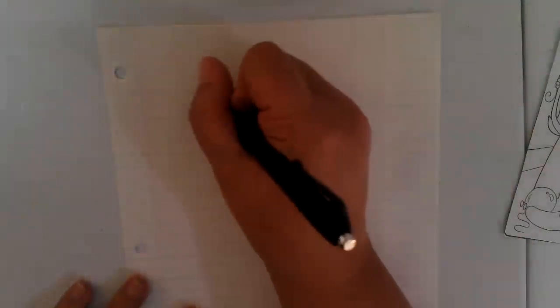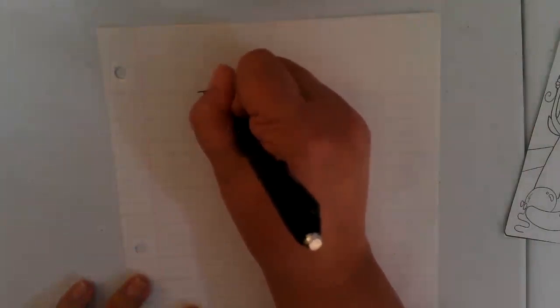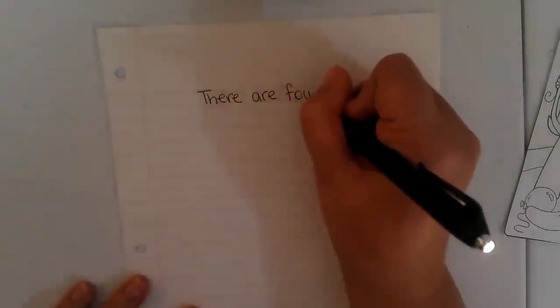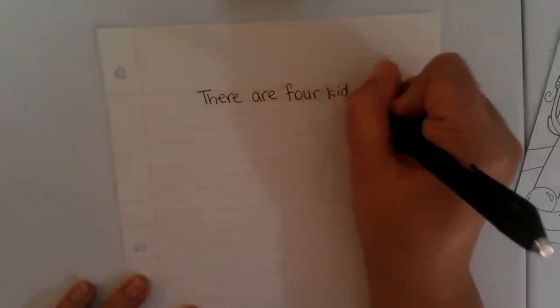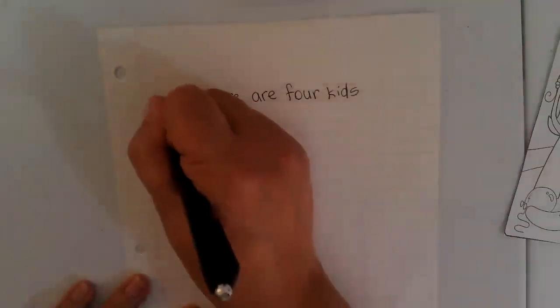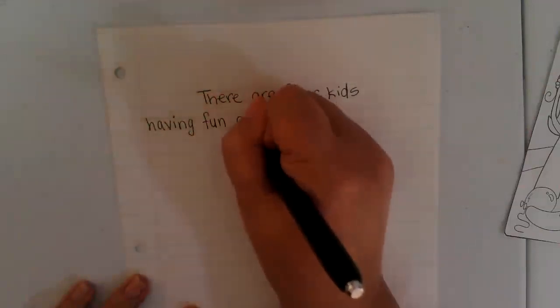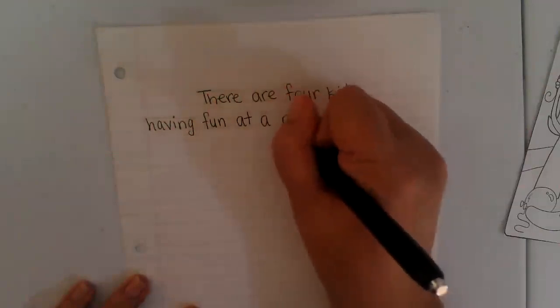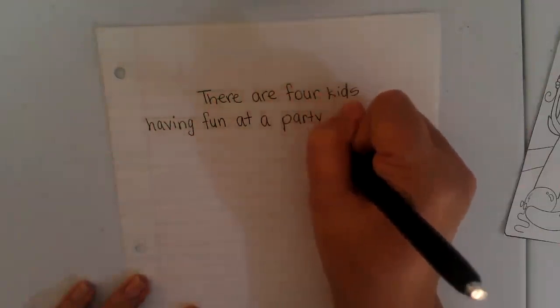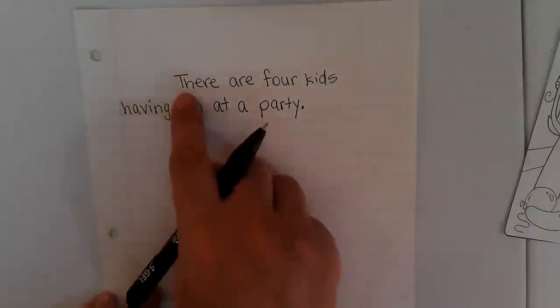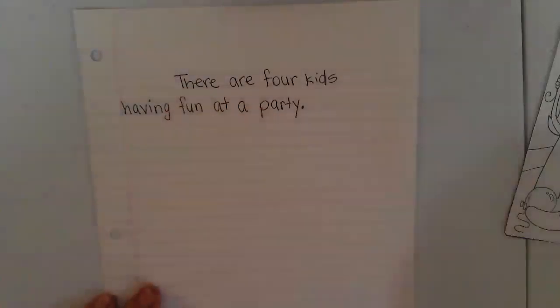So I'm gonna write there are, and do you see how I put a little space there? There are 4 kids having fun at a party. There are 4 kids having fun at a party. And of course, I always want to start each sentence with a capital and end with a period. So I'm going to go back to my picture.